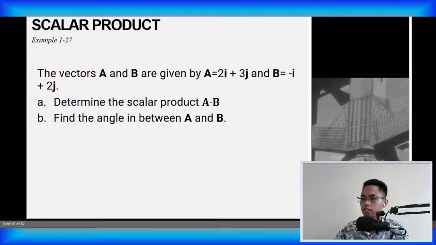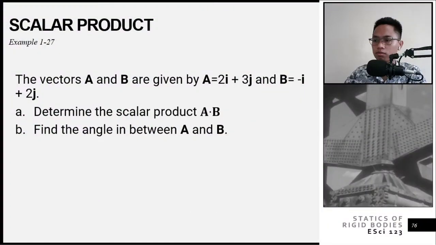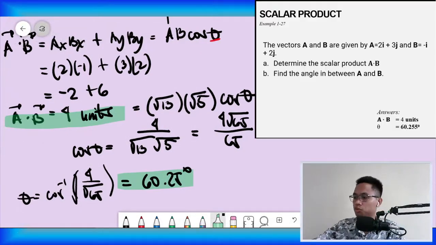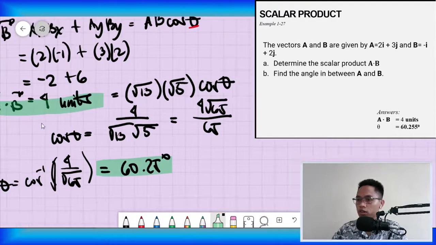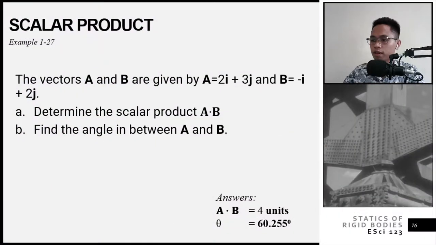Okay, so let's check if our answer is correct. So that's 4 units, and the angle in between them is 60.25 degrees. Okay, so that is the major application of dot product or scalar product. Alright, so let's go back to the next example.